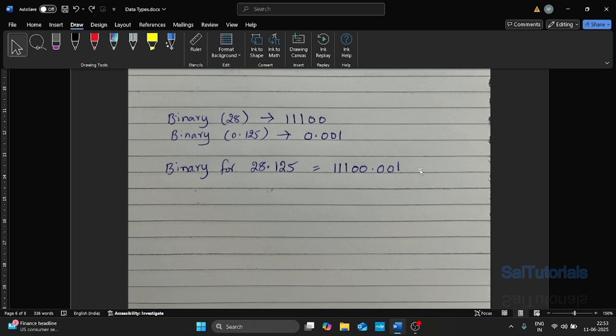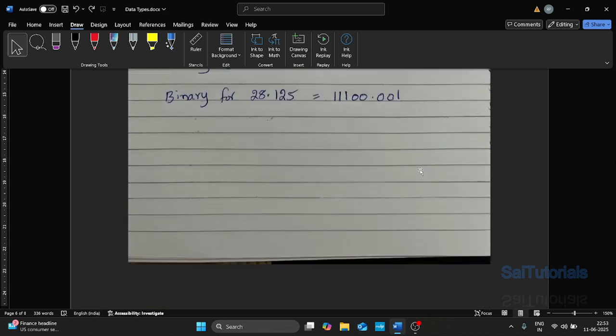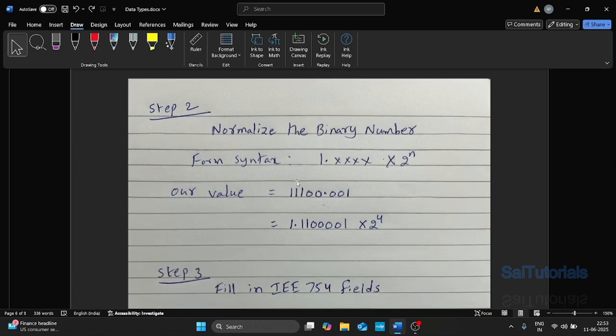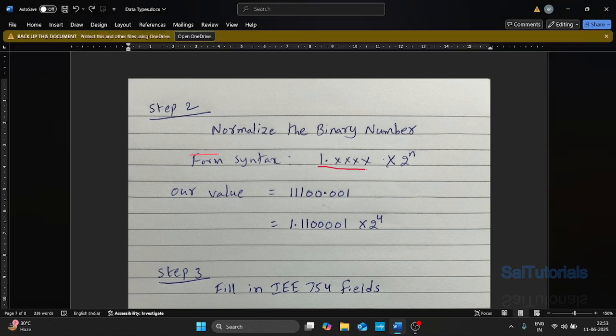Now we will see how to store this value in the memory architecture. For that, we need to use the normalized form. So what is meant by normalized form? The IEEE 754 standard has defined a structure for the binary value, so we need to convert our result into that format. They ask us to convert any value into the form 1.something times 2 power n. So this is our value.